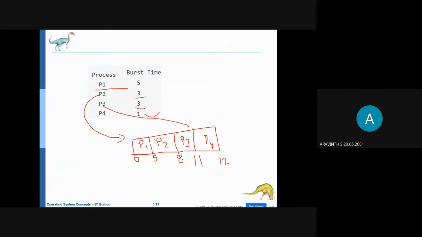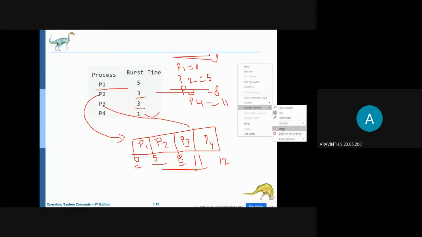So the waiting time for P1 is 0, for P2 it is 5, for P3 it is 8, and for P4 it is 11. This is the waiting time for each individual process. Before the process initiates, that is called the arrival time. Now you need to calculate the average waiting time.